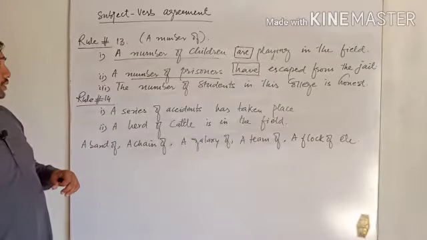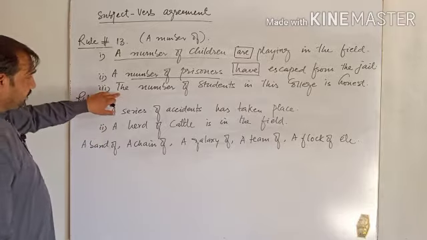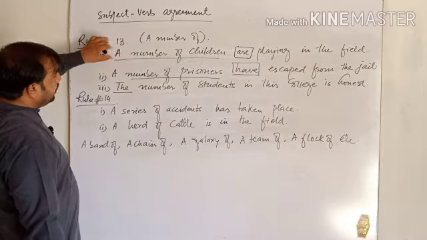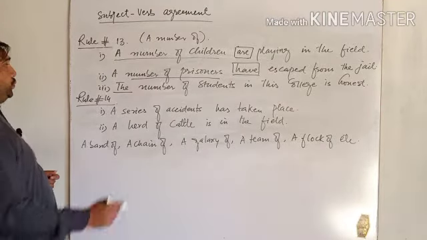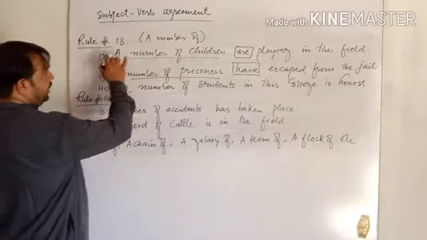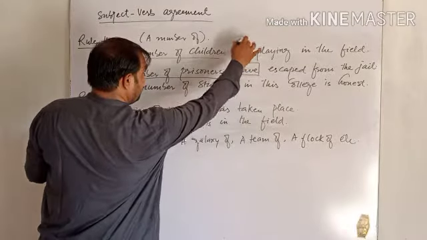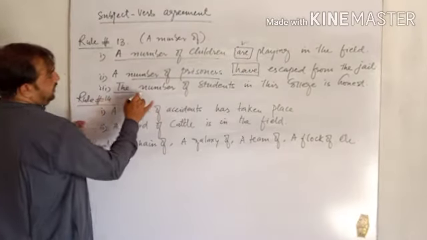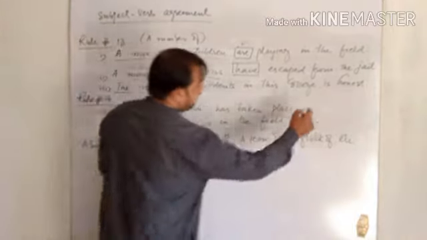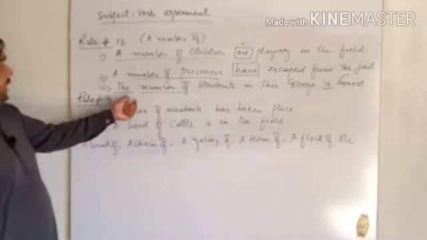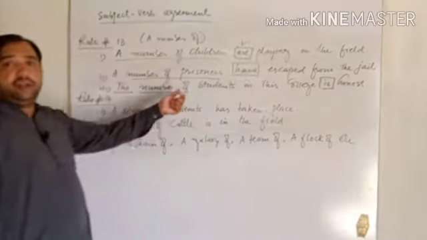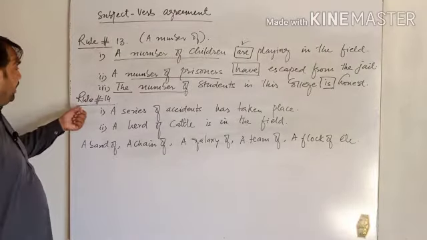If our subject starts with a number of, there is an exception in this rule. There is a difference between a number of and the number of. A number of always requires a plural verb, whereas a subject that starts with the number of always requires a singular verb. Here, the number of the students in this college is, not are, so here we have to add a singular verb.